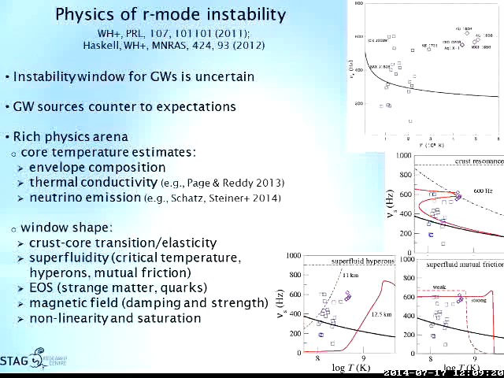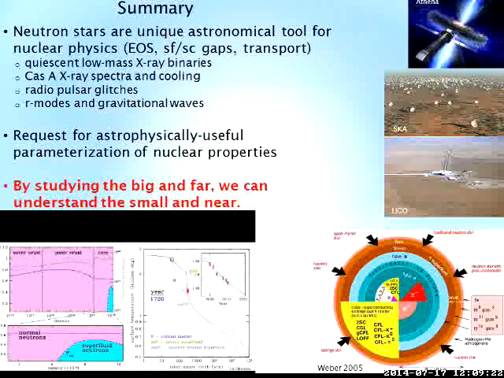I'll finish up by saying the three things I want you to take away from this. The first is that I don't think I need to convince you that neutron stars are very important astronomical tools for learning about nuclear physics. I've given very briefly four examples. It's not just about mass and radius. There's also superfluidity, superconducting gaps, and transport properties that you can learn from looking at neutron stars.